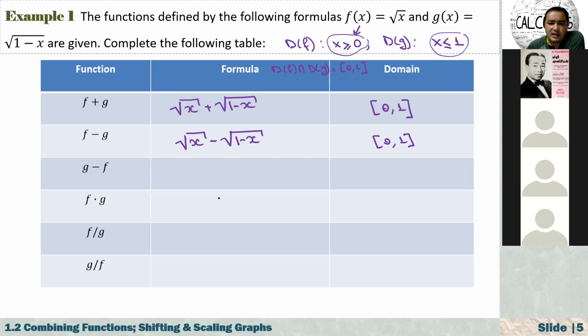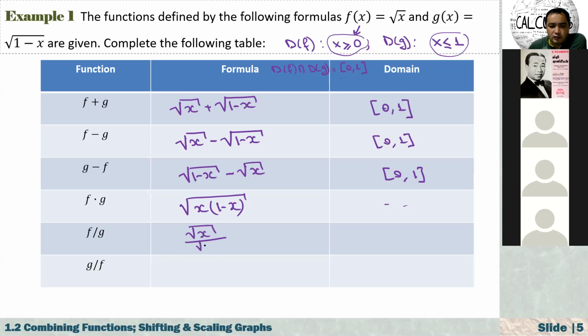And how about g minus f? G minus f is square root of 1 minus x minus square root of x. Again the domain is the same, 0 to 1. And how about their multiplication? The multiplication is square root of x times square root of 1 minus x, with the same domain. And their division, here we have square root of x over square root of 1 minus x. Of course, I can simplify this.